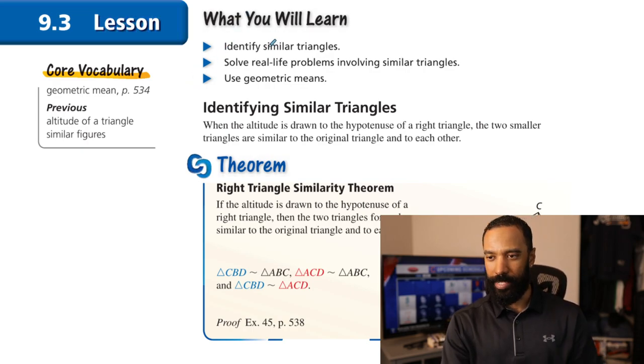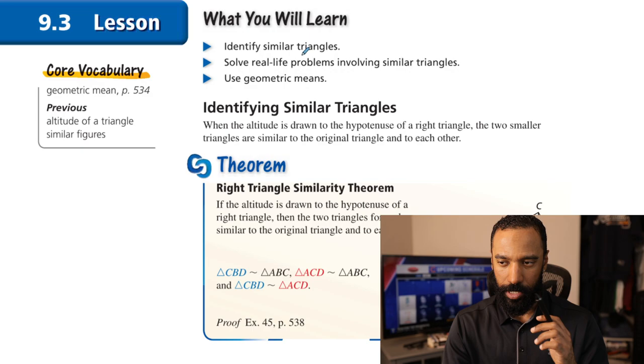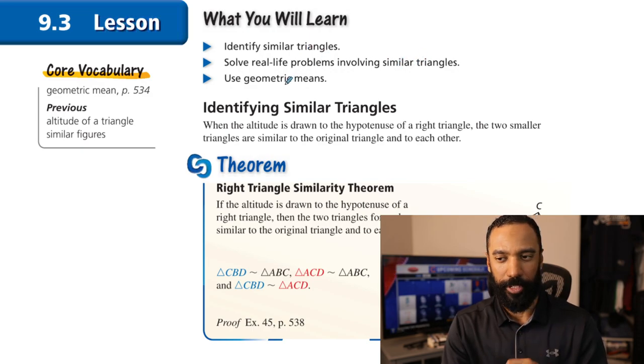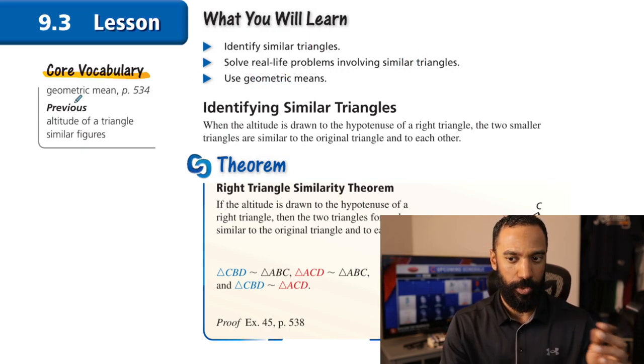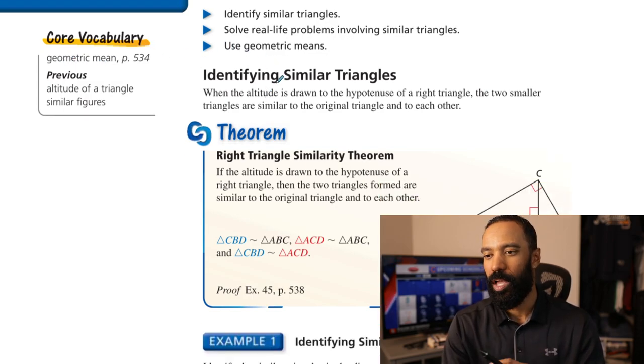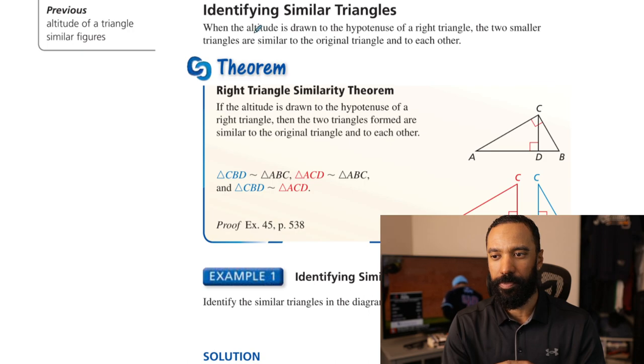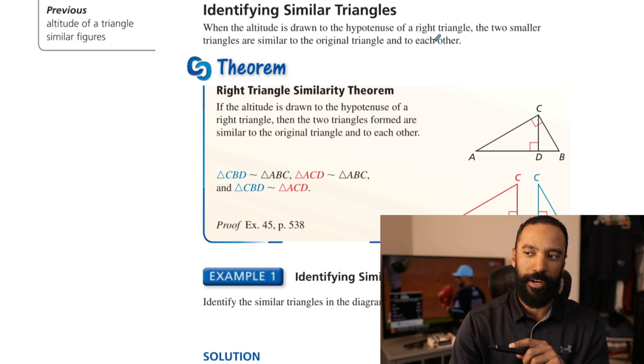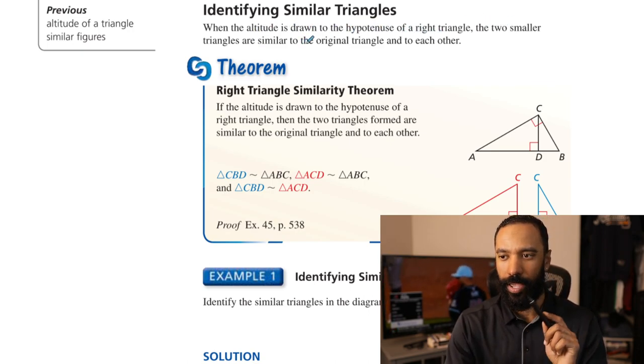All right, guys, we are going to identify similar triangles, solve real life problems involving similar triangles, and use geometric means. What's a geometric mean? It's a new term. We're going to learn it pretty soon here. Let's start by identifying similar triangles. When the altitude is drawn to the hypotenuse of a right triangle, the two smaller triangles are similar to the original triangle and to each other.